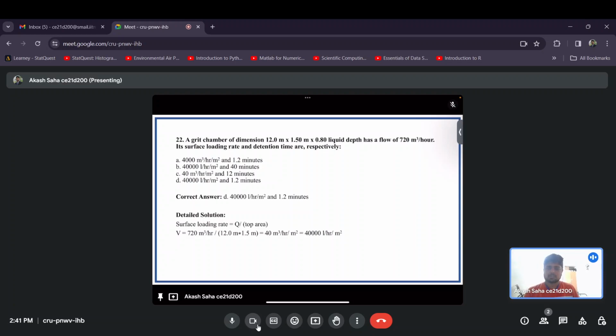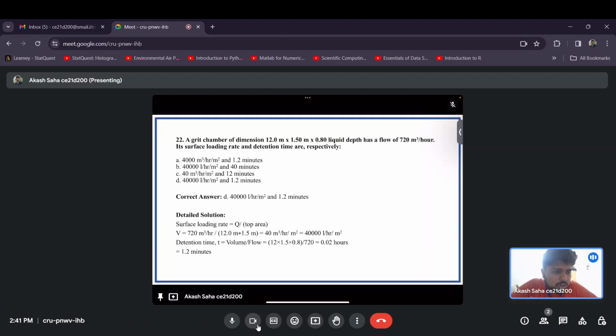you have to find the detention time also. So detention time is nothing but the volume divided by flow rate. So volume is nothing but 12 into 1.5 into 0.8, given in the question, divided by the flow. So it will be 0.02 hours because my flow rate is given as meter cube per hour. If we change the 0.02 hours into minutes, we will get 1.2 minutes. Okay, so option D is the correct answer.